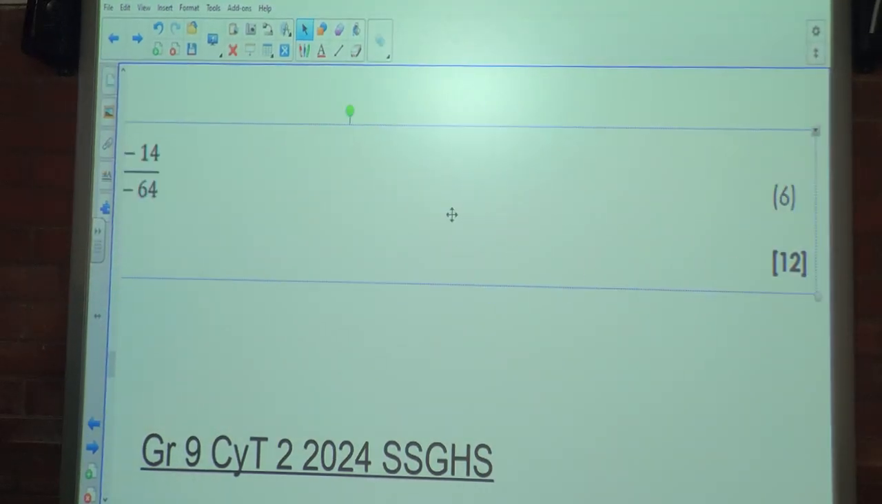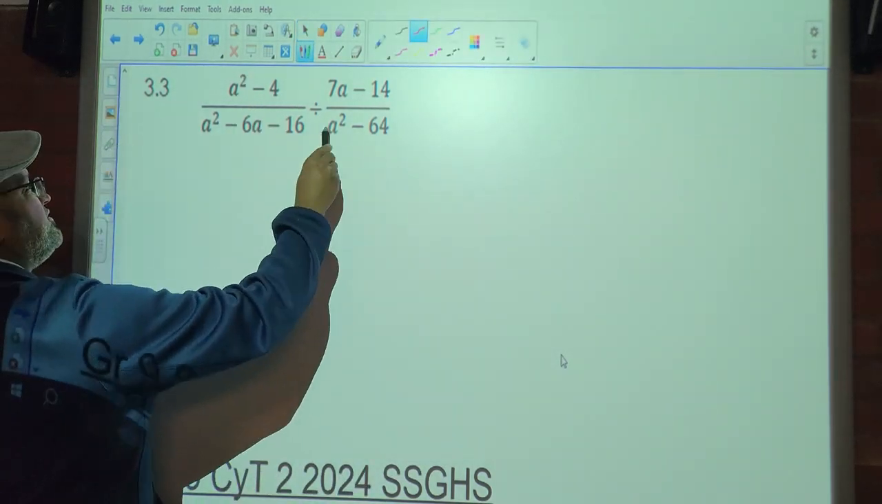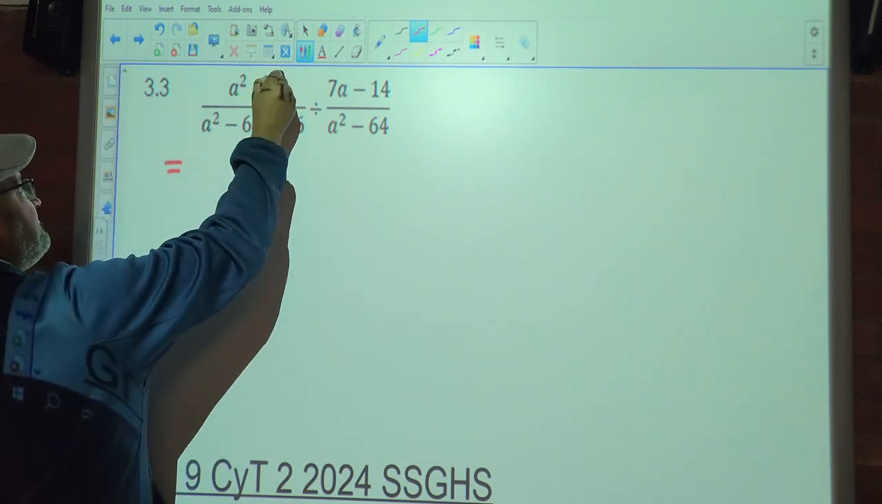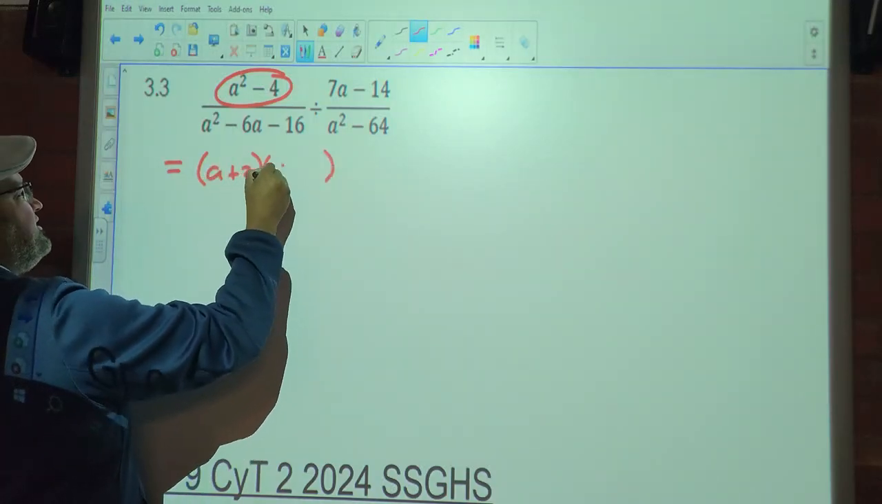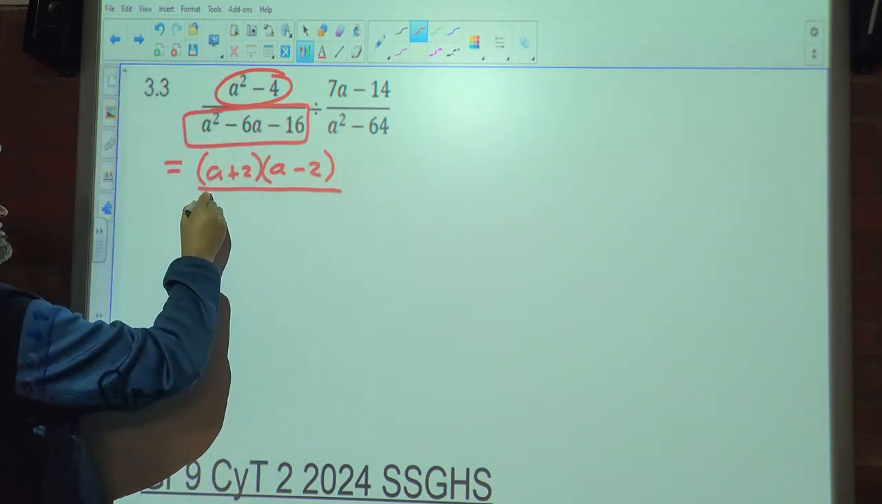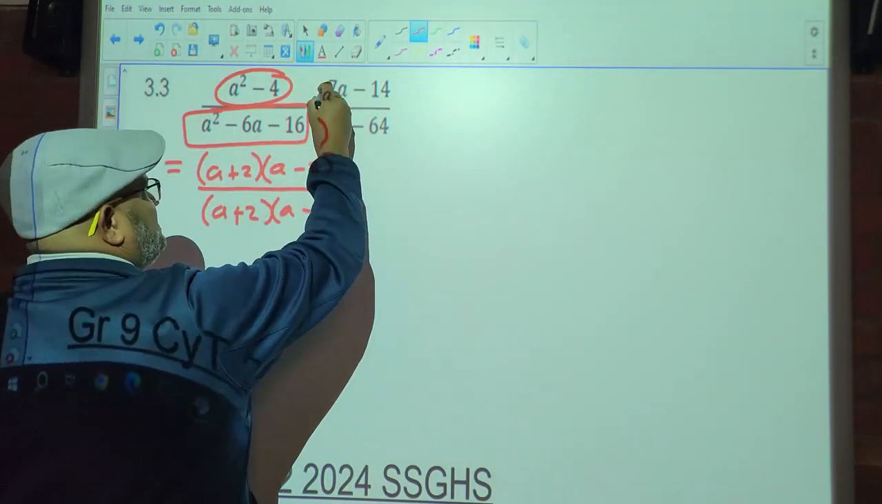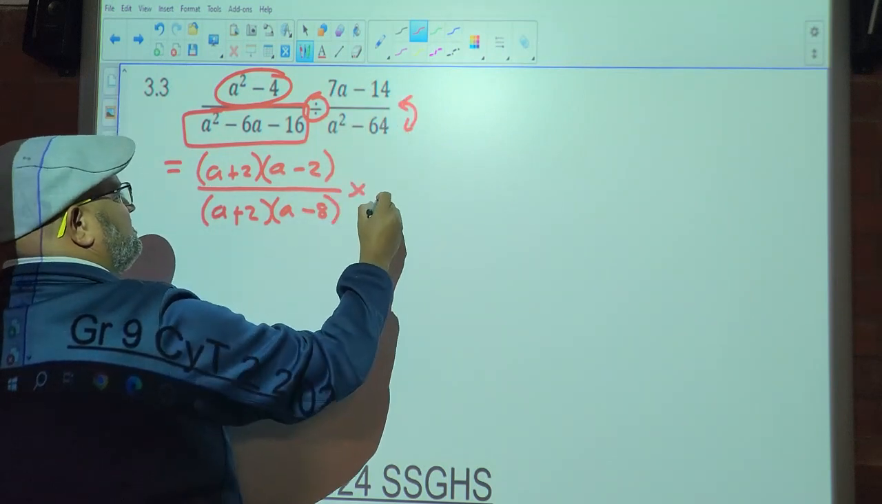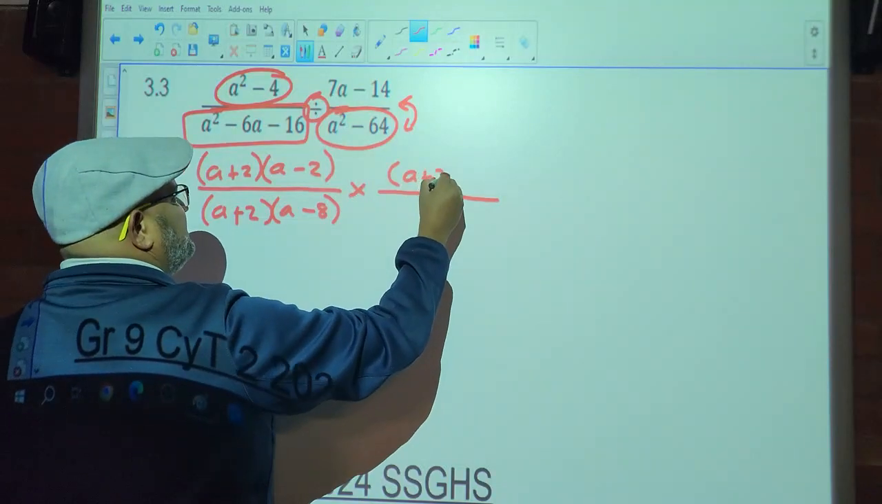Many people only got 4 marks for this. It is algebraic fractions, so you must factorize first. Some of you cancelled the a squared with the a. What type of factorization is there? Difference of two squares. So it's a plus 2, a minus 2 over. What type of factorization here? Trinomials. So it's going to give you a plus 2, a minus 8. Change that to multiplication, tumble and times. So multiplied by the numerator, difference of two squares: a plus 8, a minus 8.